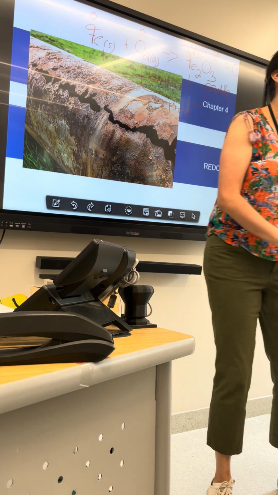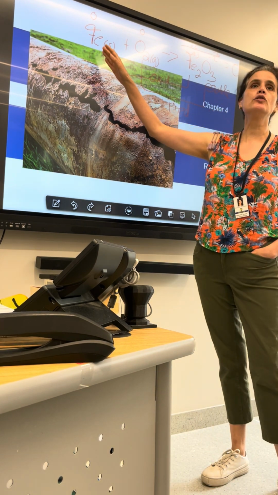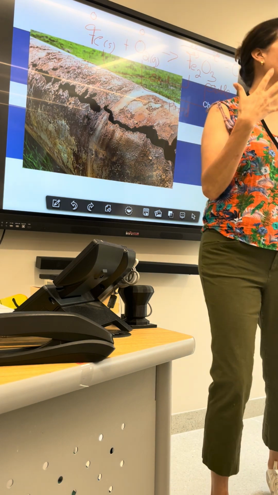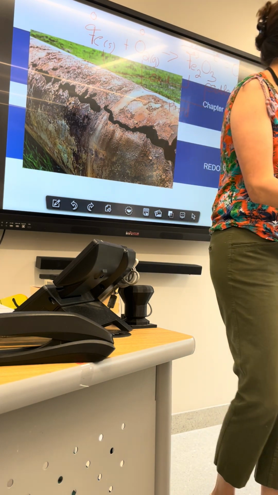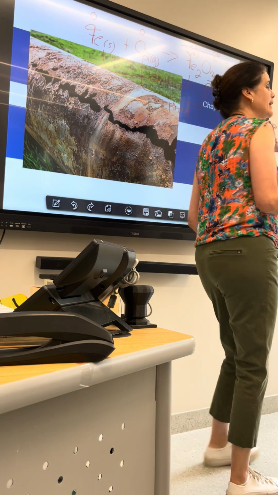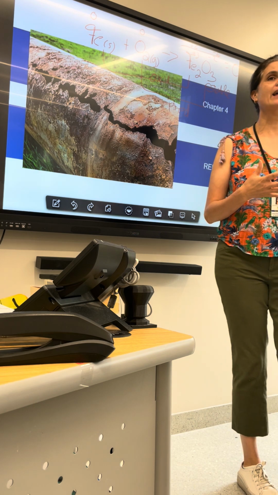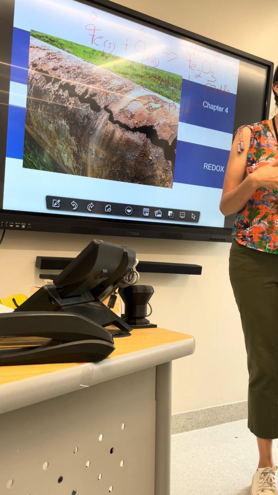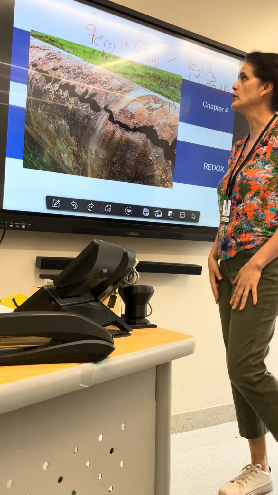Now metals, on the other hand, tend to get oxidized, right? They tend to lose electrons. That's what they want to do. That's how they are more stable, right? Metals tend to lose electrons and they get oxidized, but they're called reducing agents, because as they get oxidized, they're called reducing agents.